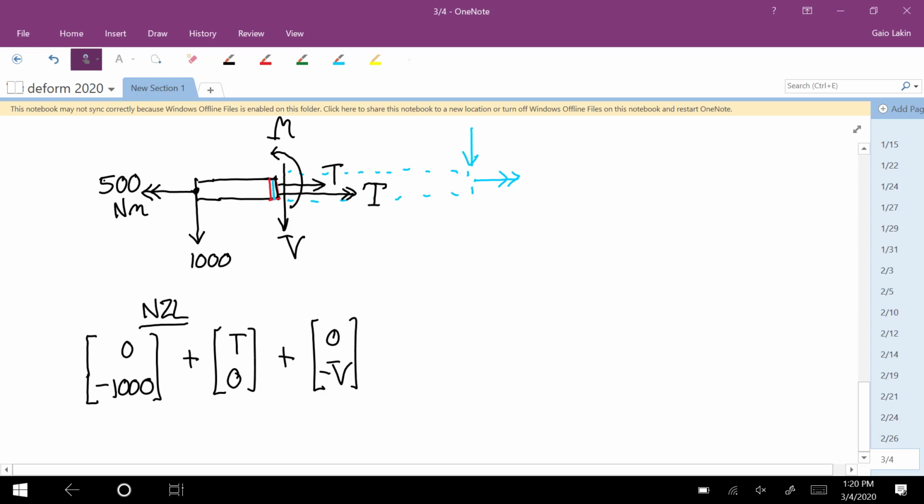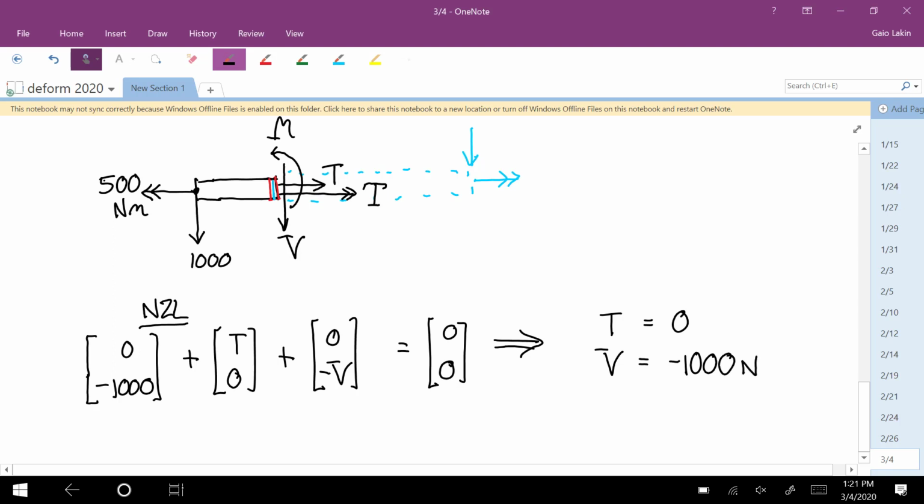And that's all the forces. So set that equal to zero. And you get that there's no internal tension, and the internal shear force at that point is negative 1,000 newtons.